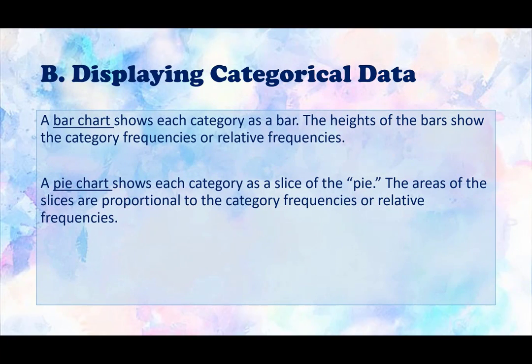Part B, displaying categorical data. So we're going to talk about different ways to display categorical data. The first way we want to talk about is a bar chart, which shows each category as a bar. The heights of the bars show the category frequencies or relative frequencies, so their count or their percentage.